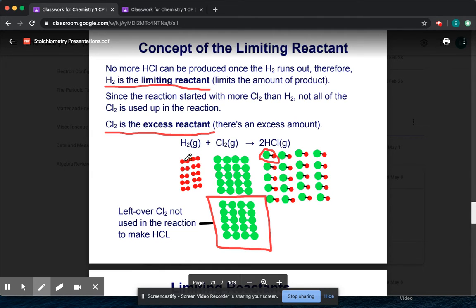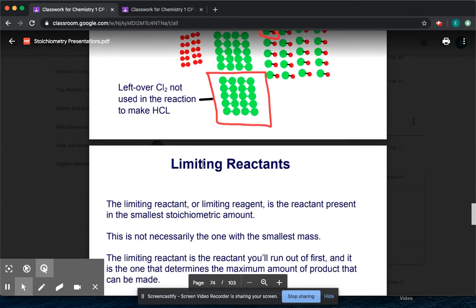Okay. So 1, 2, 3. So here you have 10. These are the 10 moles. They have it represented with 10 pairs. So 10 pairs of 10 moles. Here are your 10 moles of chlorine, and then you have an extra 10 moles down here that you can't use. So that's the concept of limiting and excess reactant.